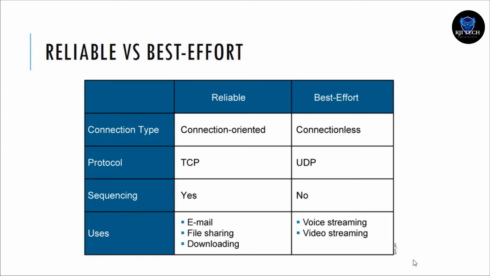The reliable communication provides a means of sequencing, the sequence number in the TCP protocol. In the best effort delivery, you cannot specify the sequence of the data, which is before which or which is after which. The uses of the reliable protocol are for transferring email, file sharing, and downloading files. The best effort delivery is for transferring voice or video. In general, it is for real-time data, data that is delay sensitive and not loss sensitive, such as voice streaming or video streaming, where UDP is much more efficient than TCP.